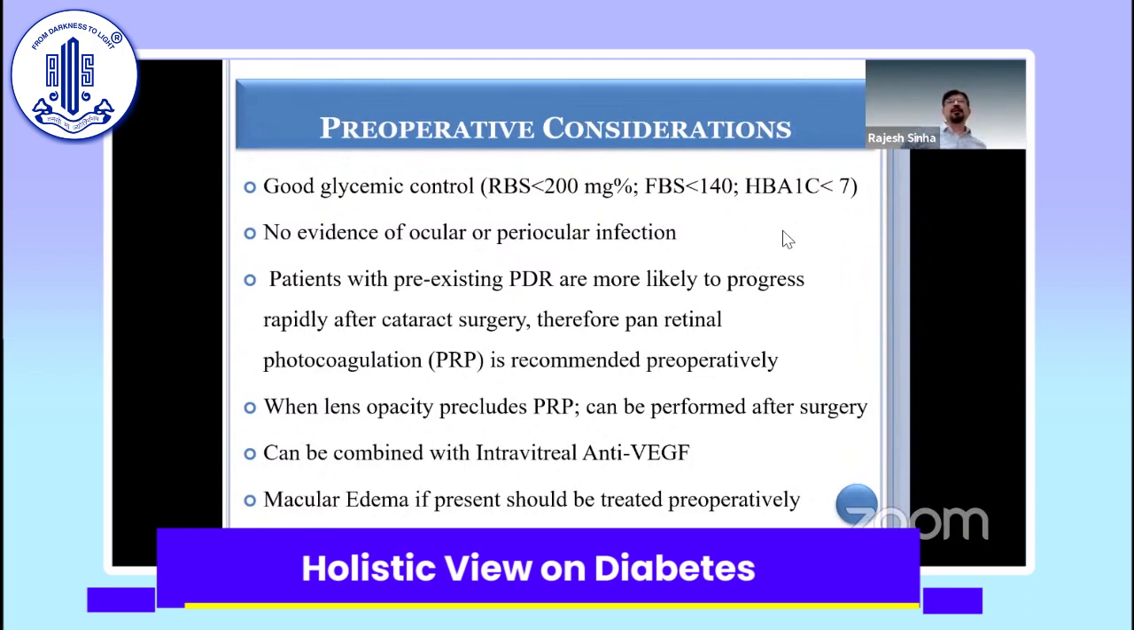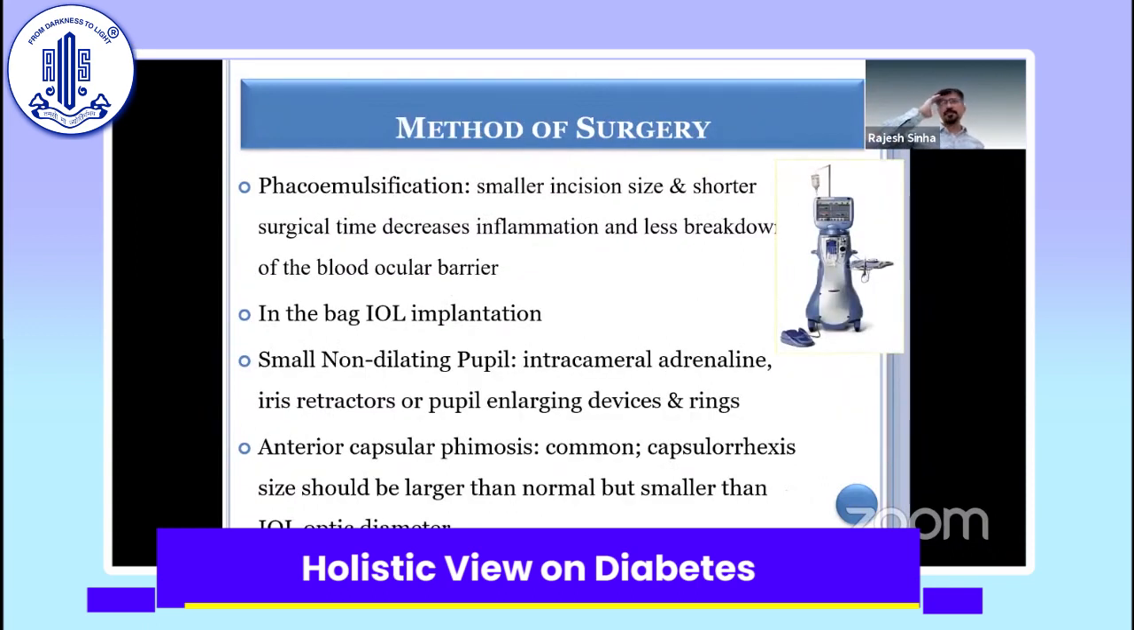There shouldn't be any evidence of ocular or periocular infection, which a diabetic is prone to. And if there's pre-existing PDR, if there are neovascular fronts, one can do a PRP and then go ahead with cataract surgery. When lens opacity is precluding PRP, then lens surgery should be done, and immediately after that, people can manage the retinal problem. It can be combined with intravitreal injections like anti-VEGF and steroid. Many times, in cases where there is macular edema, people prefer combining the two procedures.